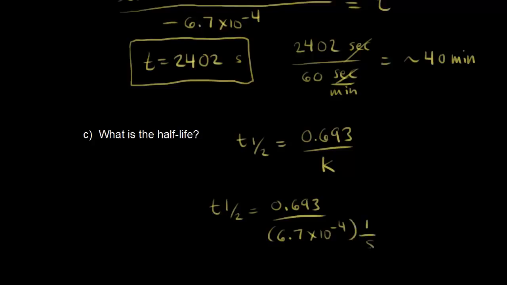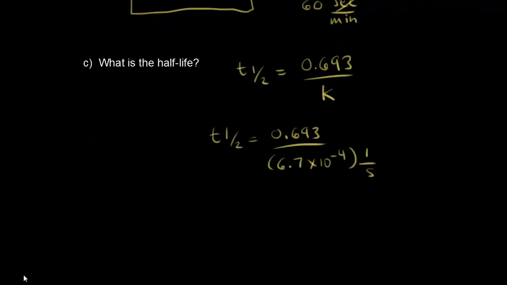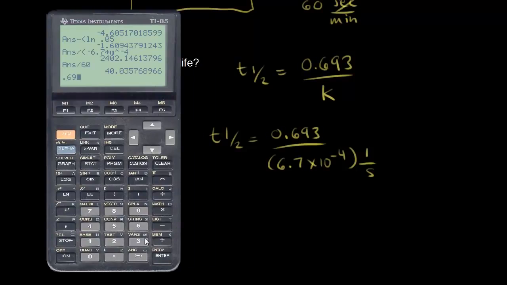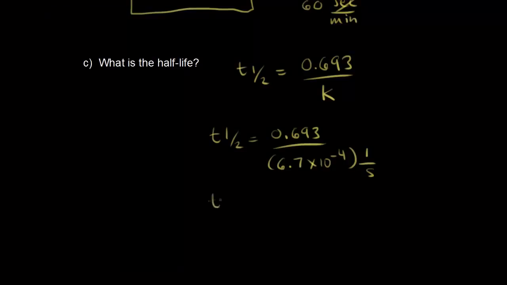And this was 1 over seconds. Right, so we can do that on our calculator to solve for the half-life. So we have 0.693. Right, divide that by 6.7 times 10 to the negative 4. And so we get 1,034. Right, so t1/2, which is the half-life, is 1,034. And the units would be seconds.